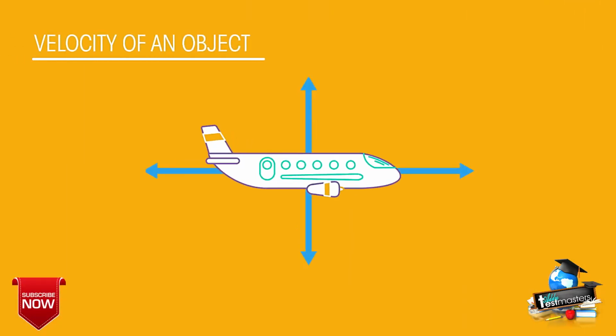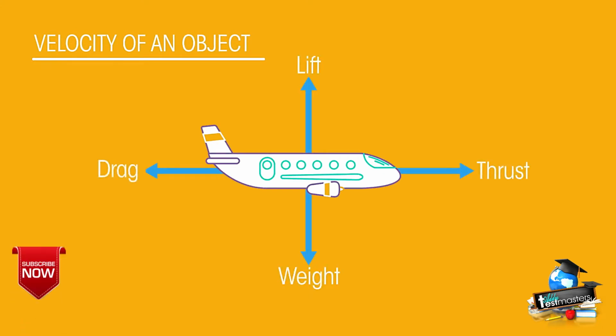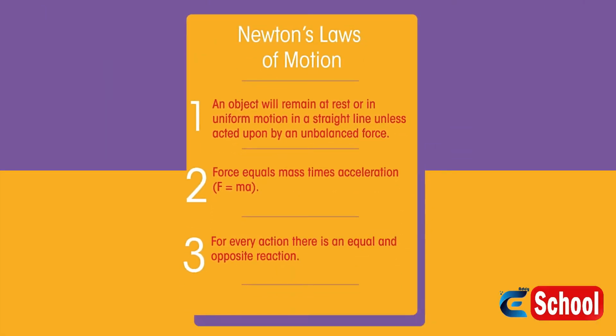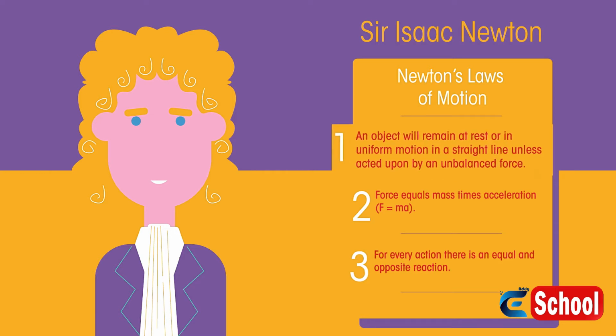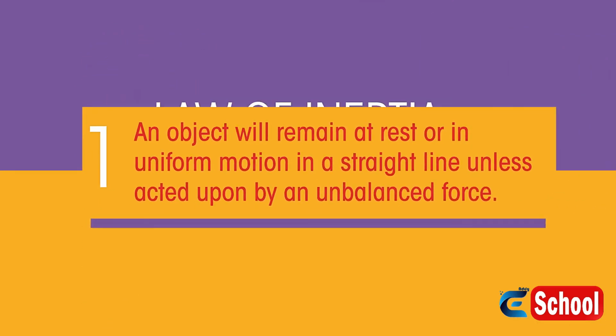In this video, we're going to look at how the velocity of an object depends upon the forces acting on it. In physics, we have three fundamental laws of motion, created by Sir Isaac Newton way back in the 17th century. Today, we are looking at the first law of motion, sometimes called the law of inertia.